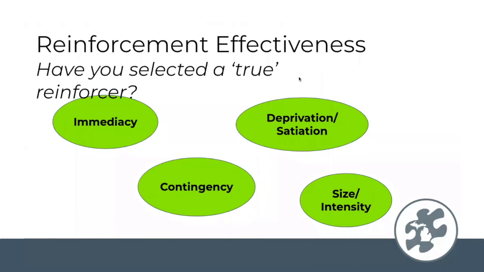So reinforcement effectiveness, we want to take that reinforcement piece. The reason the individual is engaging in that target behavior is to get something out of the situation, get something out of engaging in that behavior. So we want to reinforce the alternative behavior and reinforce what we want to see so that we see that target behavior occur less frequently. So have you selected a true reinforcer? That's what it's all about.